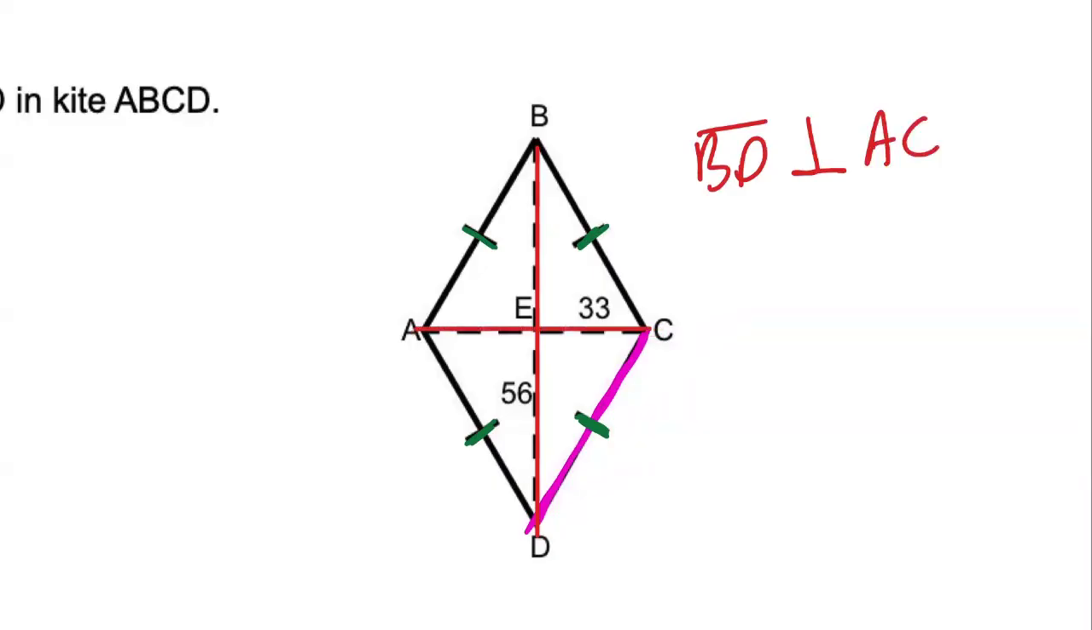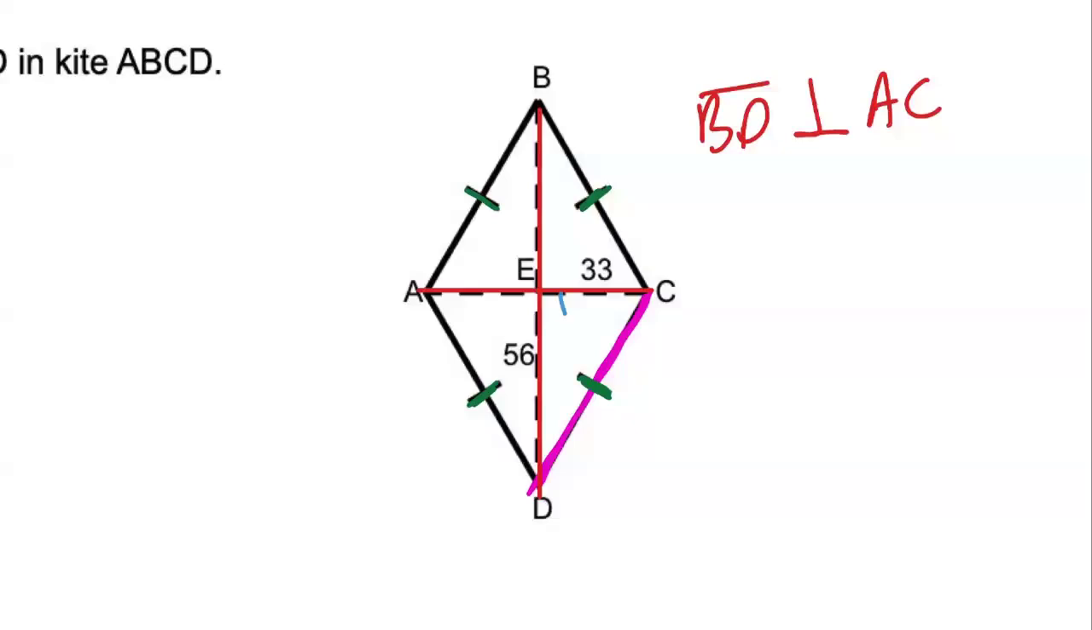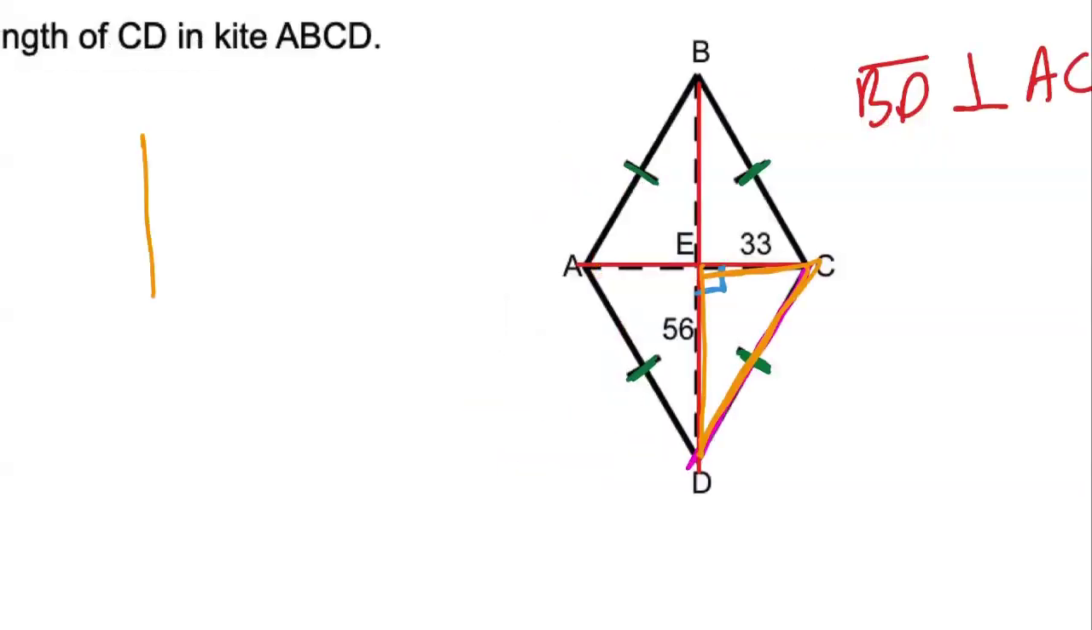Now, this is very important because what happens when we have perpendicular lines? Very good, a right angle. So what kind of shape is EDC? What kind of triangle? What are the proportions of right triangles? Does anyone remember? This is a right triangle.